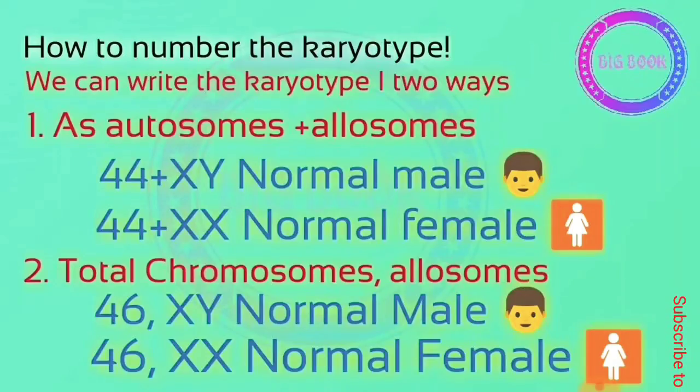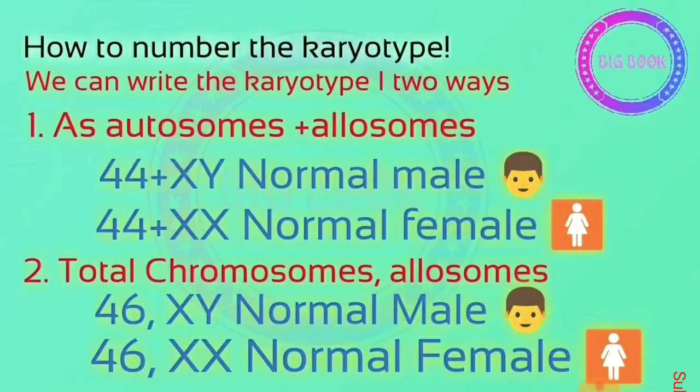Now how are we going to depict the karyotype, how are we going to write the karyotype? That is what we are going to understand. We can write the karyotypes in two ways, as autosomes plus allosomes, that is 44 autosomes plus XY, normal male, otherwise 44 autosomes plus XX, normal female. This can also be written as 44 AA plus XY for normal male, and in the same way 44 AA plus XX for normal female.